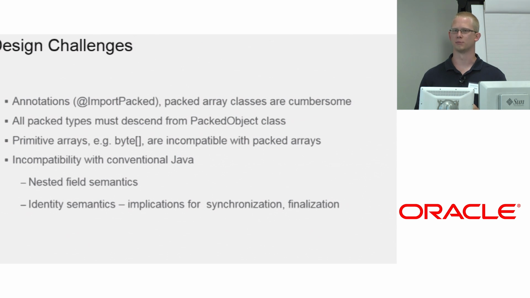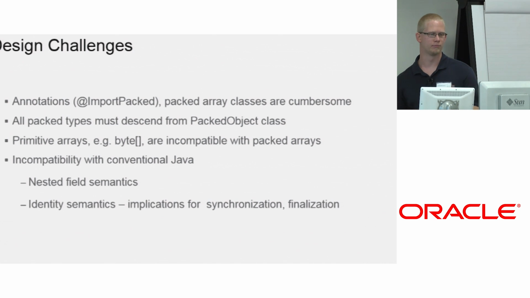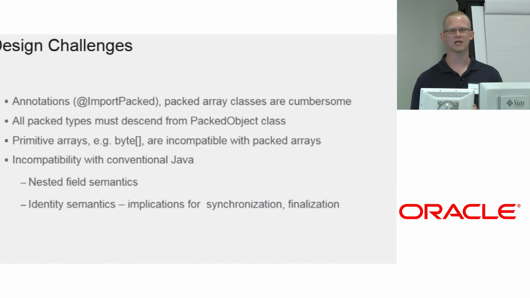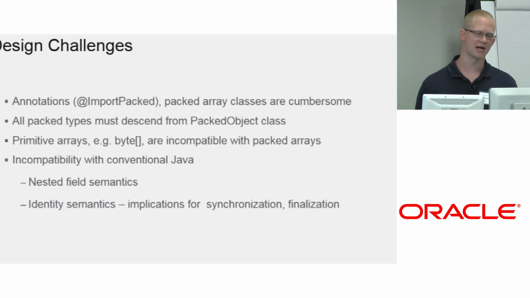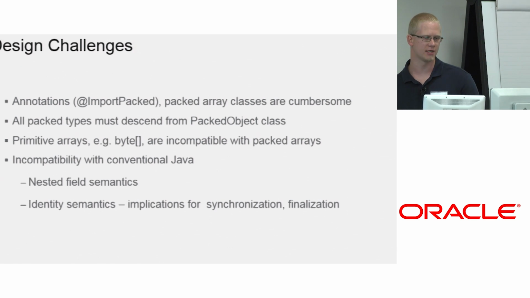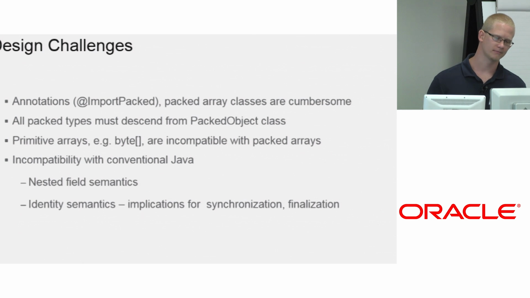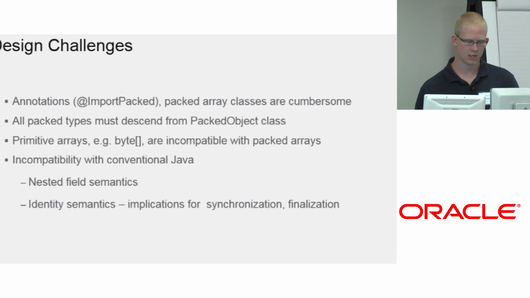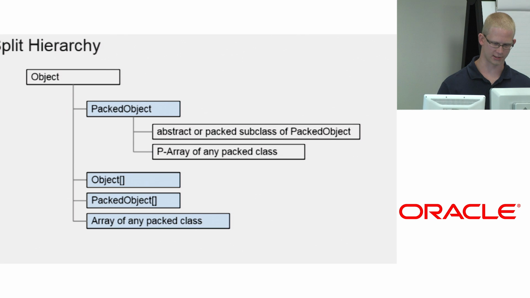This is very painful for people writing the code, because they then need to know every class that gets referenced in their class. They need to declare it as packed, and as they're modifying their system and making things packed, you have to go back and update all kinds of places that now need these annotations. Packed array types, or any type that you want to be packed, has to descend from the packed object class. Primitive arrays aren't interoperable with packed arrays, and it's not quite conventional Java. So let's take a look at some of these in a little more detail.